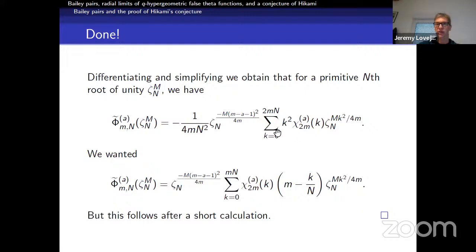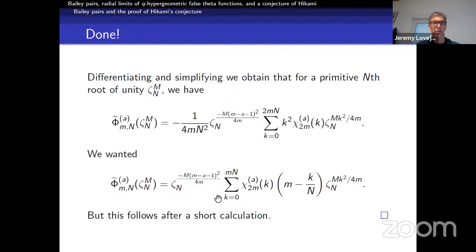Okay, so you can imagine if you look at this sum, k equals 0 to 2mn, you split it into two sums, k equals 0 to mn and k equals mn to 2mn. In the second sum, you do a shift. So the second sum is also from k equals 0 to mn. Use properties of the character or of the periodic function here, and the k squares end up disappearing, and everything just falls out nicely.